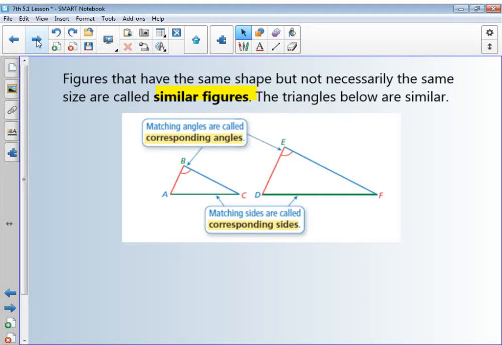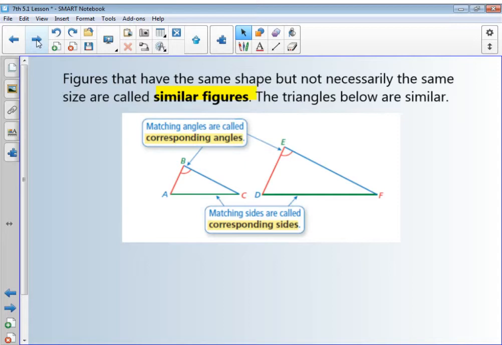In order for us to have similar figures, they have to be proportional to each other, and that's a key thing. Figures that have the same shape but are not necessarily the same size are called similar figures. Notice here we have two triangles. They're both the same type of triangle, and these would be considered similar because they are the same shape, but one is shrunk down.